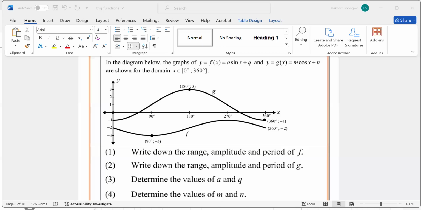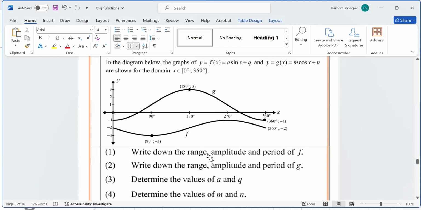Activity 4. In the diagram, you are given f of x, which is a sin x plus q, and g of x, which is m cos x plus n. Now, you need to know the minimum and you need to know the maximum. So the first question says we should write down the range.